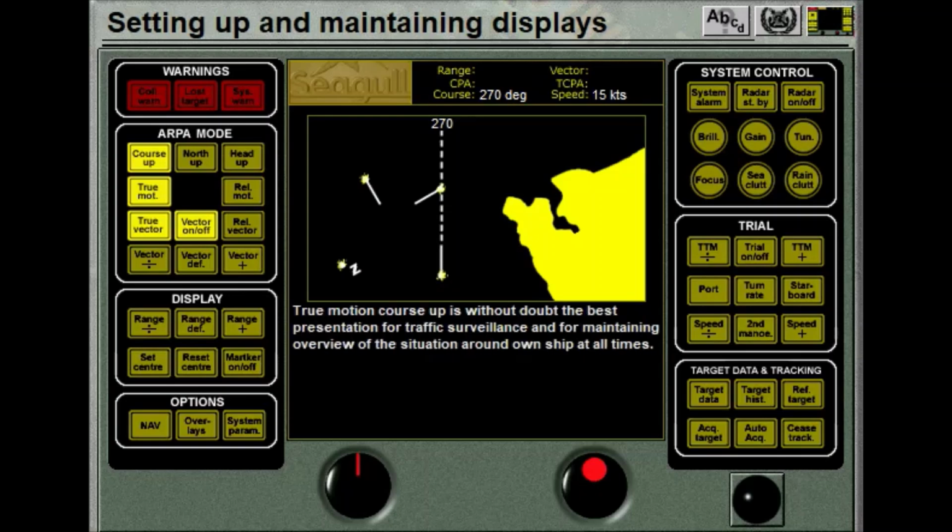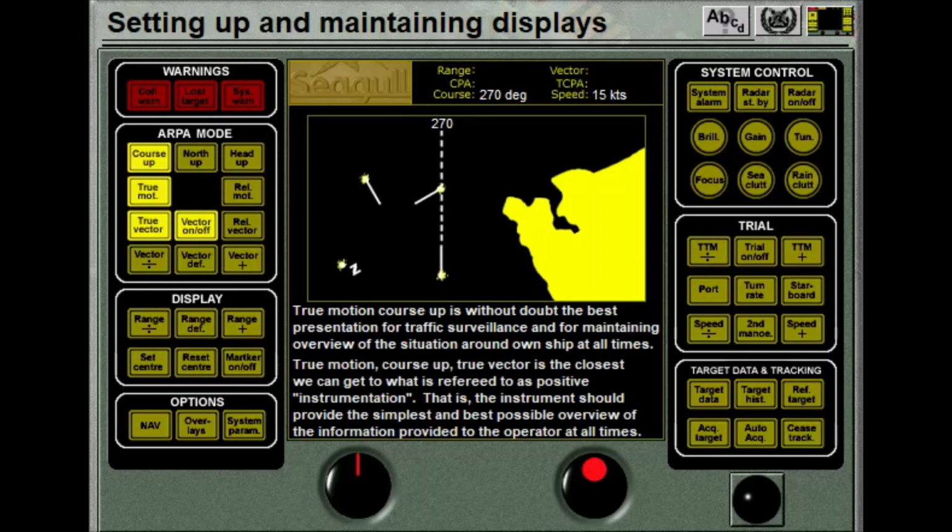True motion course up is without doubt the best presentation for traffic surveillance and for maintaining overview of the situation around own ship at all times. True motion course up, true vector is the closest we can get to what is referred to as positive instrumentation. That is, the instrument should provide the simplest and best possible overview of the information provided to the operator at all times.